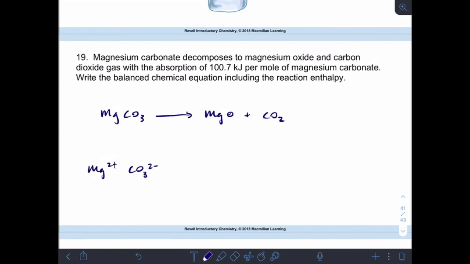And then it says that it absorbs 100.7 kilojoules per mole of magnesium carbonate. If it's absorbing energy, that means that energy is going in. So our enthalpy, which is how much heat is going in, the delta H, is a positive 100.7.